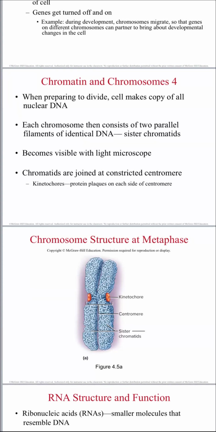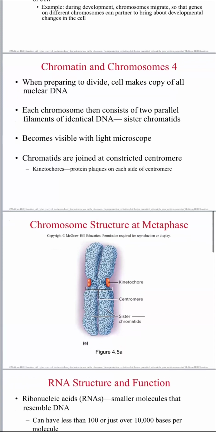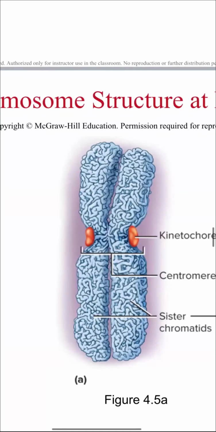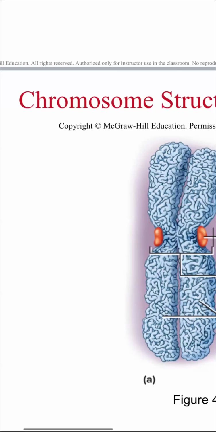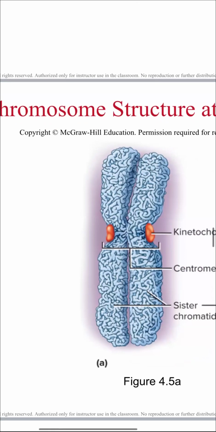So one of the big things is we have to double the amount of chromosomes, and we call that DNA replication, right? Each chromosome then consists of two parallel filaments of identical DNA called sister chromatids. They become visible with a light microscope, and each double strand, called a chromatid now, is connected to the other at the central region called a centromere. So right here, this is one double strand. This is a second.